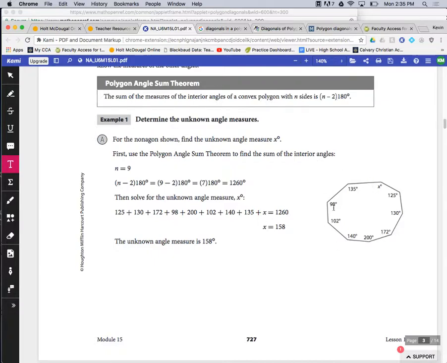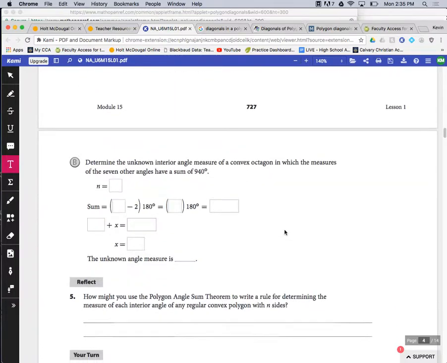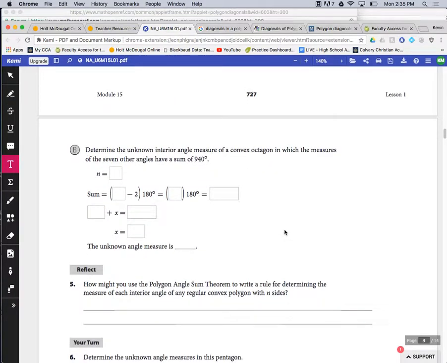So we find the sum of the interior angles, and then we add up all these angles plus x, and that should equal the sum. So the sum of the interior angles should be n minus 2, which is 9 minus 2, which is 7 times 180, which is 1260. So all the angles, including x, should add up to 1260. So I add these all up, and then subtract it from 1260, and I get x equals 158. Does that make sense? Okay, so everyone go ahead and do example B on the top of page 728.